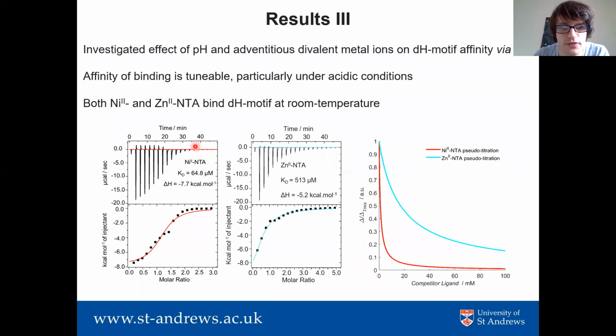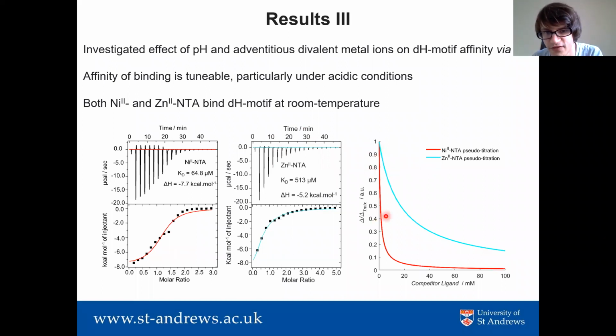So we also could show that nickel NTA and zinc NTA could bind double histidine motifs at room temperature. And they do this, as you would expect, much weaker than copper NTA does. But what's interesting is that, in principle, we have mathematical models that mean we can use competition assays to indirectly determine the binding affinity of diamagnetic species.